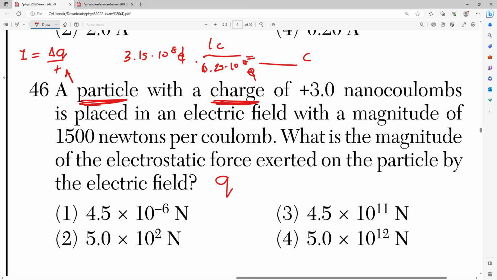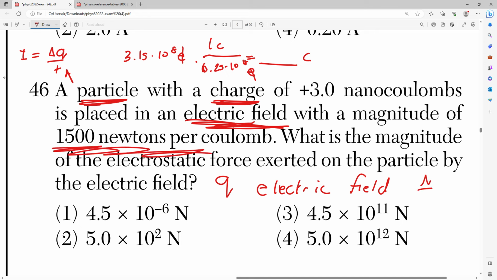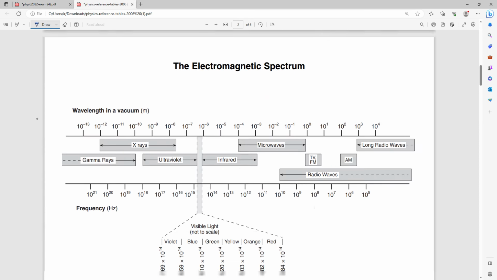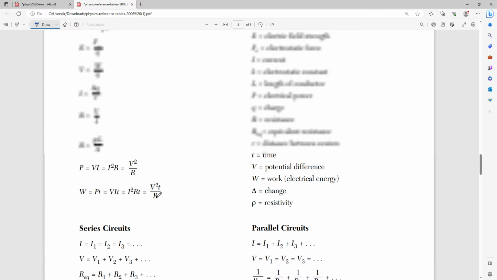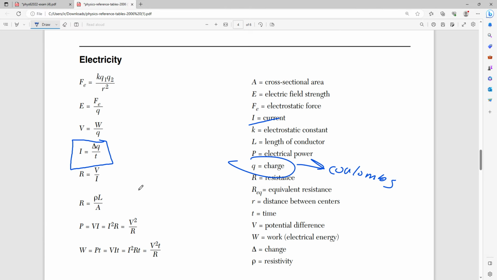And it's talking about an electric field, so I'll just write that down. Electric field. And it tells us that it's 1500 newtons per coulomb, so N over C. I'm just going to write that down. And they're asking us the magnitude of the electrostatic force, so they're asking us Fe. They give us Q, and they're asking us for Fe. And we know that this is N over C. So let's look in the electric section, and let's see which choices match up with that.